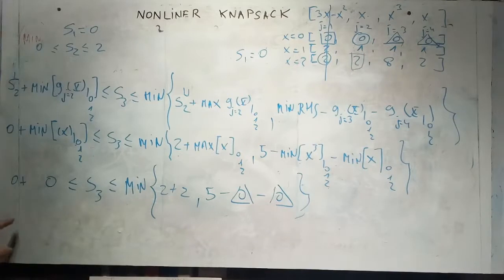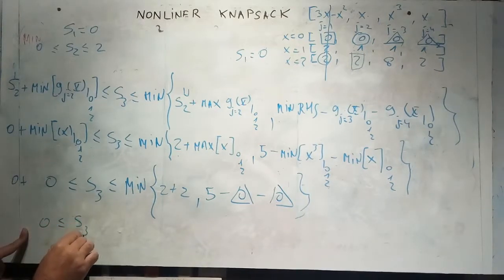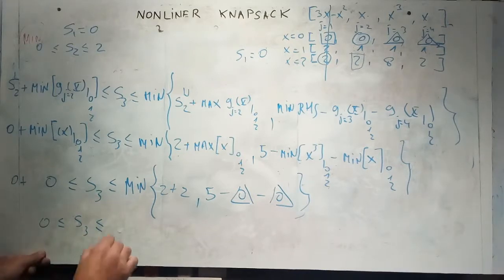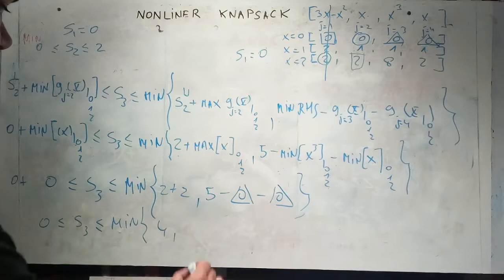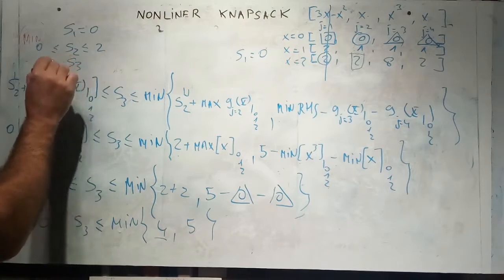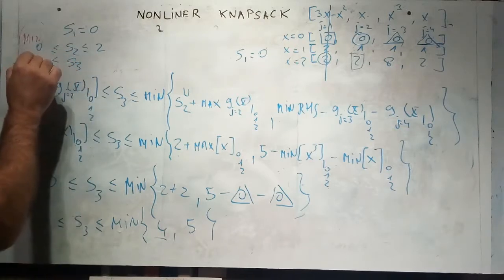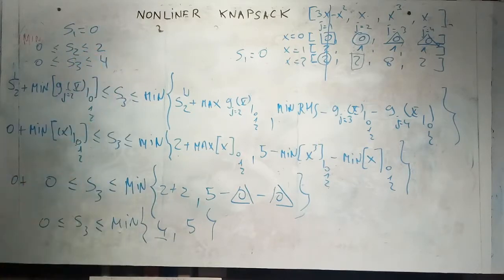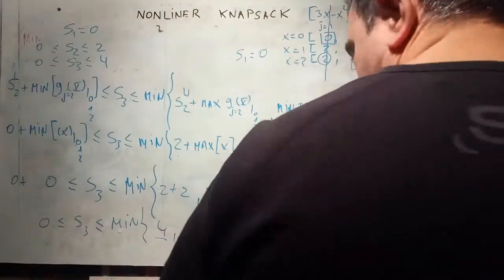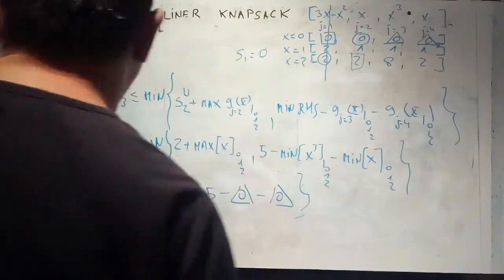So we are done. So 0 plus 0 is 0, less or equal than S3, less or equal than the minimum between 4, 5. The minimum is 4. So S3, its lower limit is 0 and its upper limit is 4. And now we have to do the same with S4, the last stage.